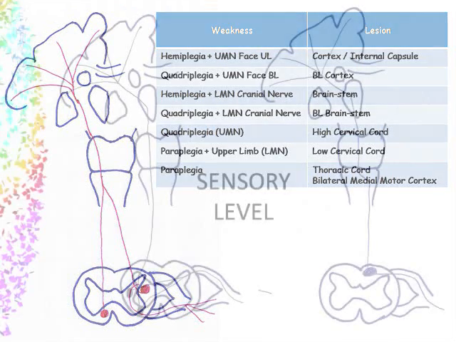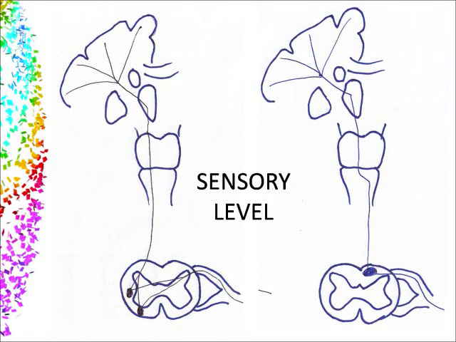Next, we shall speak about sensory involvement. The level of a sensory lesion can be detected as per the dermatomal distribution. The type of sensory symptom will also give the detail as to which tract is involved. Loss of position and vibration sense is due to a dorsal column lesion, whereas loss of pain and temperature sensation indicates spinothalamic tract involvement.